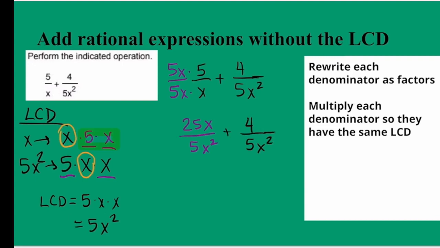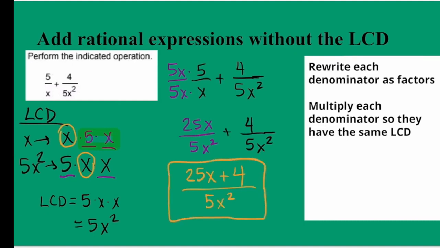Once you have common denominators, you write one big fraction. Our numerator is 25x plus 4. Our denominator is the same, so we just write 5x squared because we're adding and subtracting. We don't change denominators. And that is your final answer.